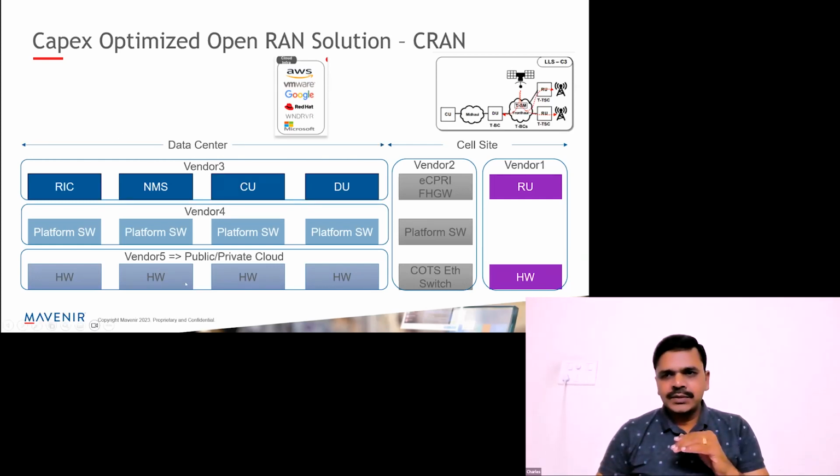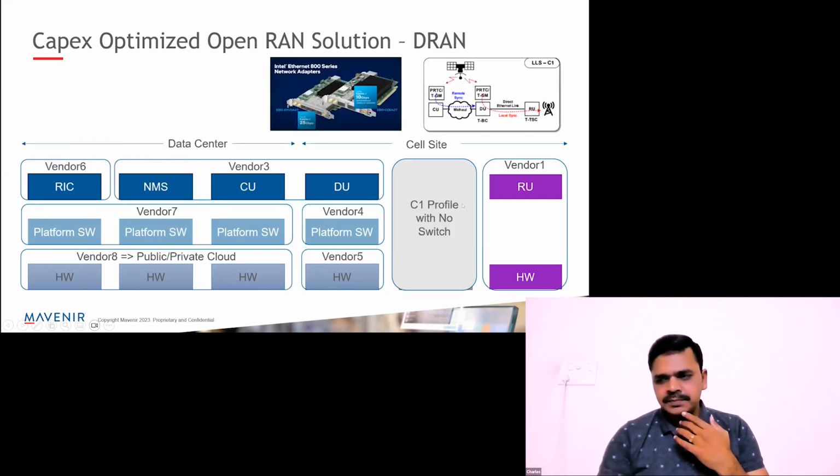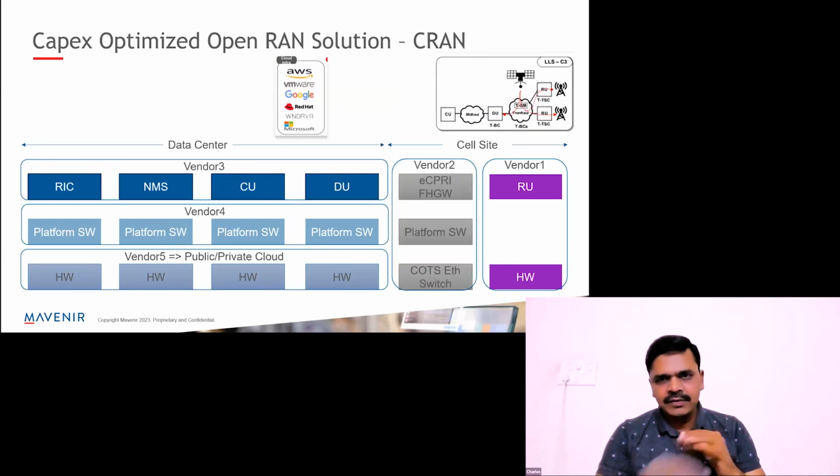Here I've just shown the LSC3 profile to show that the next level of optimization is about getting the cost optimized on the cell side. So let me go to that. There are multiple ways of optimizing Capex, as we discussed before. One of the options is to look at DRAN versus CRAN. The previous slide was about optimizing Capex in a centralized RAN case, where the complete DU, CU, and entire network components are in a data center far away from the cell site.